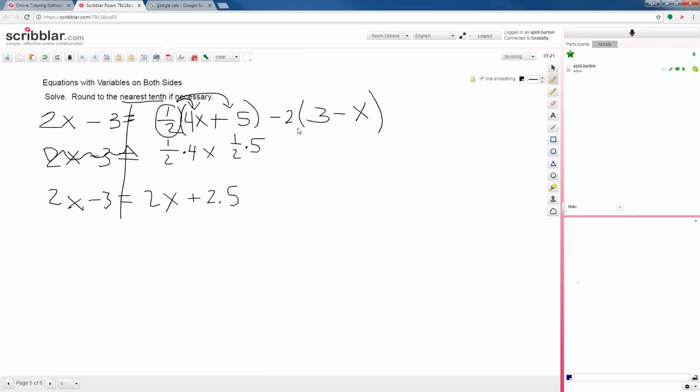So now we have to go to the next set of parentheses. This time we have to distribute twice. Equations can be so flexible. You have to think about all the different steps. So you might not have to only distribute once. Sometimes we have to distribute twice.